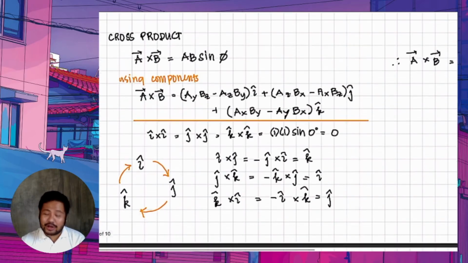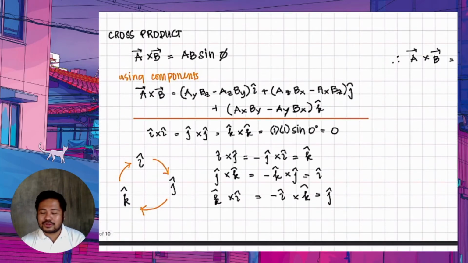Cross product is kind of complicated, okay? Because cross product, as we all know, is a vector quantity. So in terms of magnitude, a cross b is ab sine phi. But always remember, cross product is a vector. Hence, we have this n hat here when we don't know the direction yet, okay? But because of these components, we could actually get the directions easily using the i hat, j hat, and the k hat.